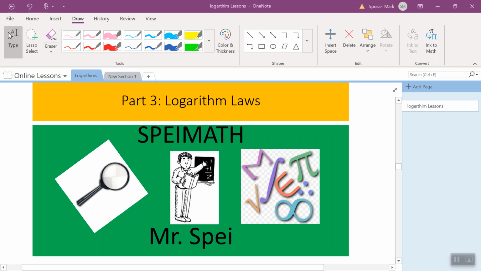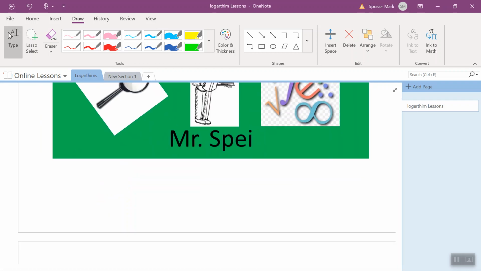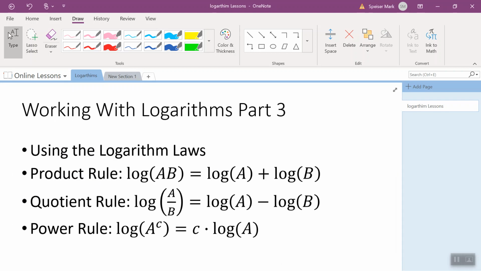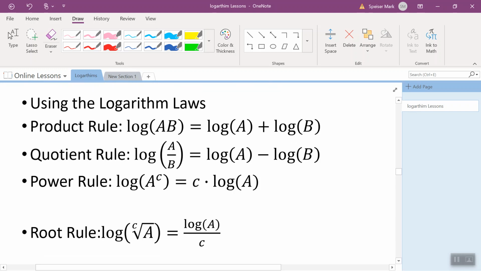This is Mr. Spy, and this will be part 3 of my series on logarithms, on the logarithmic laws. Okay, let's look at what those 4 laws are. Usually you only learn 3 in class. So the product law: the log of AB equals the log of A plus log of B. The quotient rule: log of A divided by B equals log of A minus log of B. And the most important one, the power rule: log of A to the C equals C times log A. That's the one used to solve our equations.